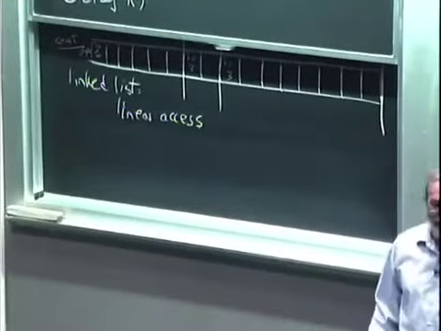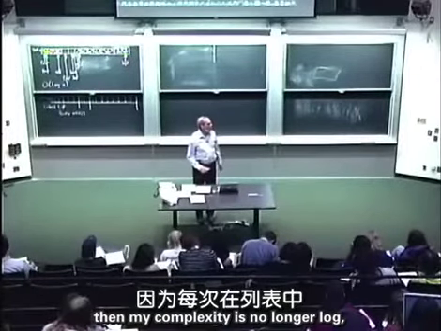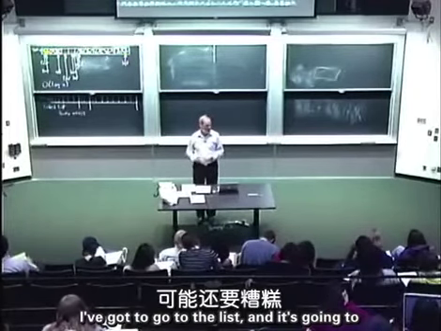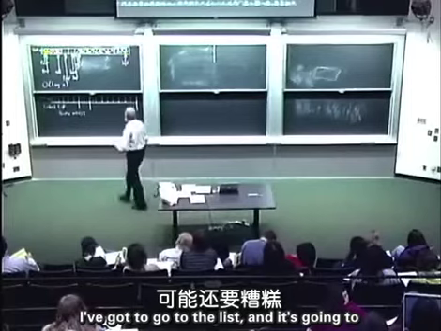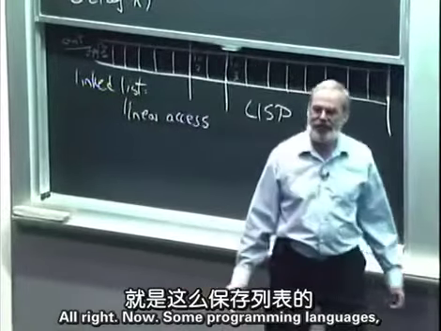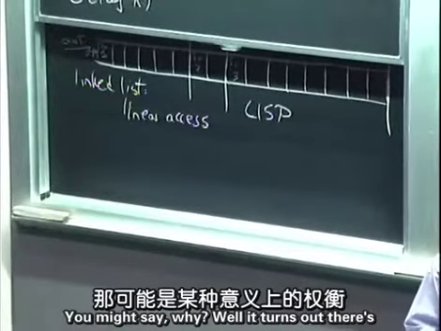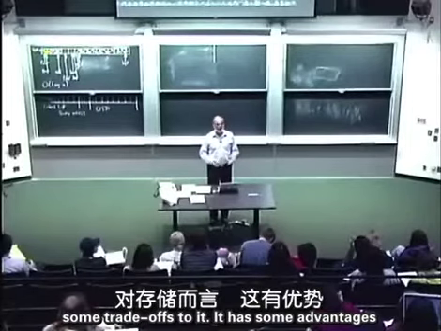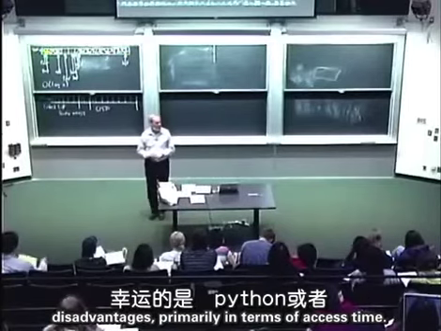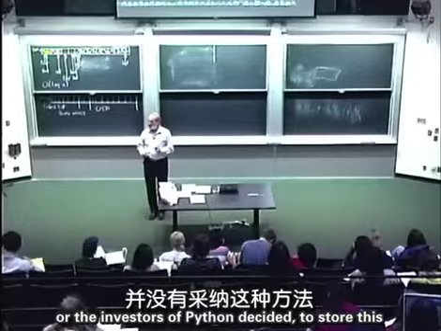Oh, fudge knuckle, right? If that was the case in that code, then my complexity is no longer log, because I need linear access each time I go to the list, and it's going to be much worse than that. Right? So now, some programming languages, primarily Lisp, actually store lists this way. And you might say, why? Well, it turns out there are some trade-offs. It has some advantages in terms of power of storing things. It has some disadvantages, primarily in terms of access time. Fortunately for you, Python decided, or the inventors of Python decided, to store this a different way.